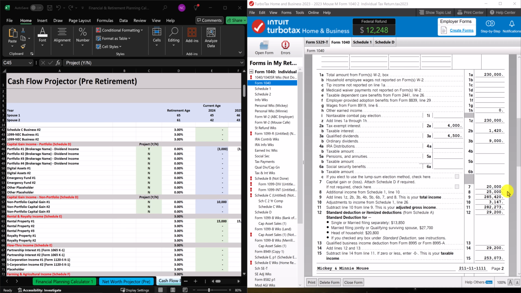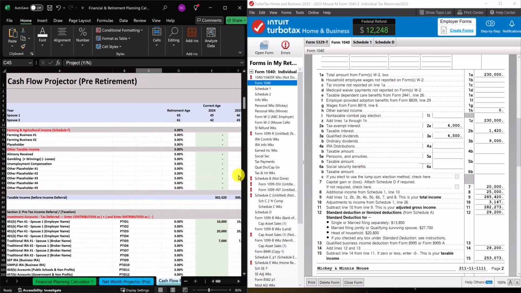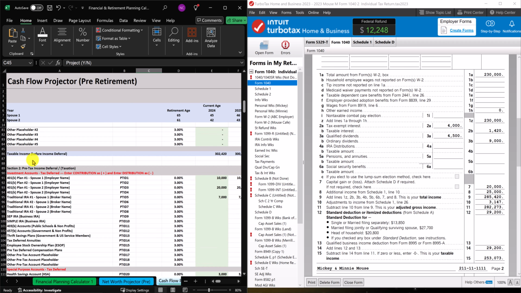We have covered this $25,000, which consists of business income as well as rental income. So let's go back over here and continue to scroll down. Now we have taxable income before income deferral of $302,420 in our calculator. But remember, that includes the full amount of gross wages.